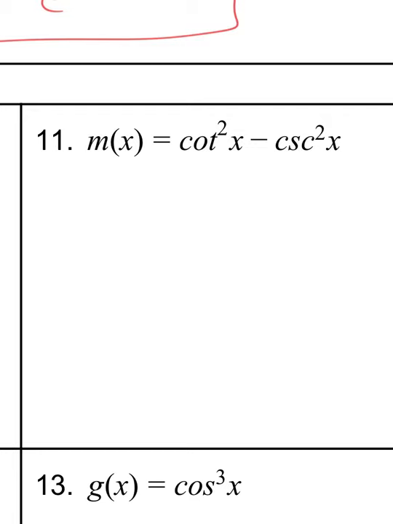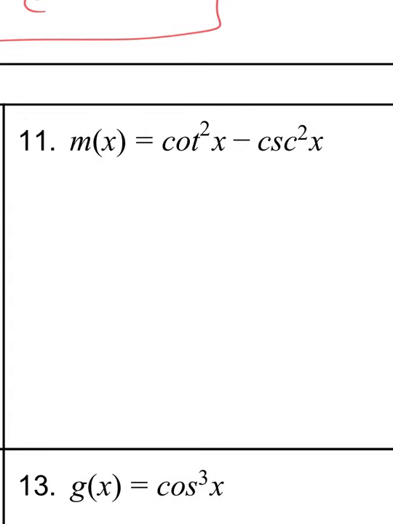Okay, in number 11, we are not covering this in distance learning, but this is a Pythagorean identity. You would simplify this first. That simplifies to negative 1. All right? So then if we took the derivative m prime of x, the derivative would be 0. But don't worry about that. We are not covering it in distance learning.